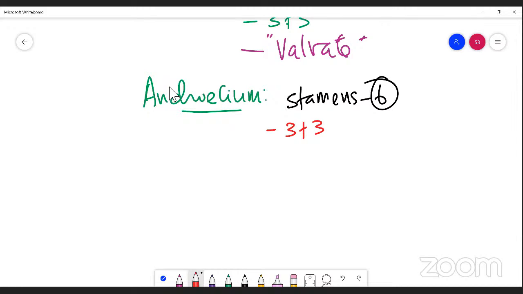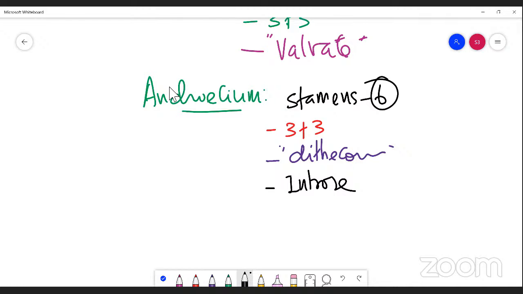Yes, students. Do you understand? Okay, sir. 6 stamens, 3 plus 3, and generally they are dithecous in nature. What is it? It's dithecous. There will be 2 chambers, and they are introrse in condition. Introrse means the stamens are much shorter than the tepal. Actually, the stamens are not emerging out of the tepal. That means the length of the stamen is shorter than that of the tepal.